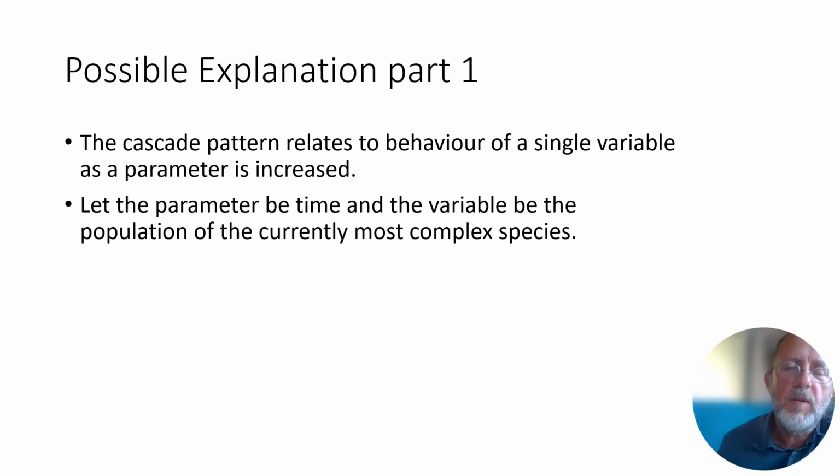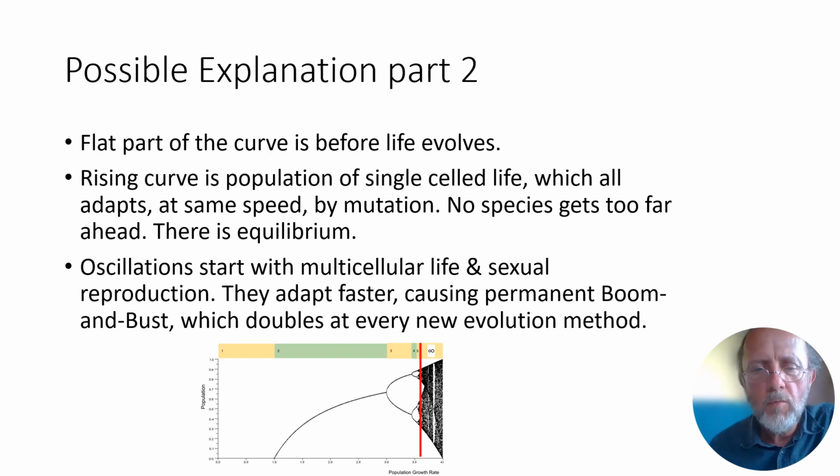What is actually happening? Because we need some kind of explanation as to why we're getting this pattern. The cascade pattern relates to the behavior of a single variable as the parameter is increased. So if we let the parameter be time and the variable be the population of the currently most complex species, right at the beginning of the curve you see that it is 0 for a good while, and the flat part of the curve is before life evolved, so there's no population. Then when the first life appears, the population line starts moving up, and it gets higher and higher as the complexity of the species increases, although it does slow down.